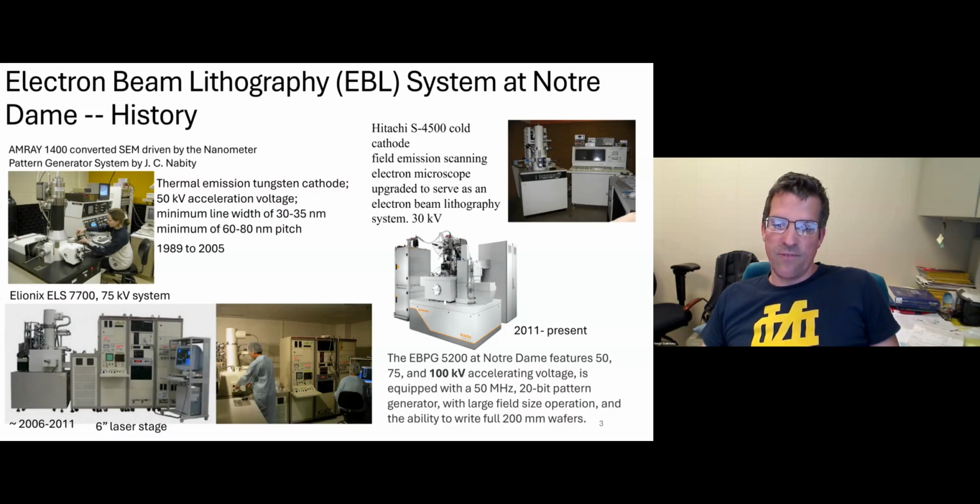Now, this system has a 20-bit pattern generator, which means that it can do a very fine step size in the grid, as I'm going to talk about. And it has the ability to handle up to 200 millimeter wafer size as well, down to very small chip sizes.